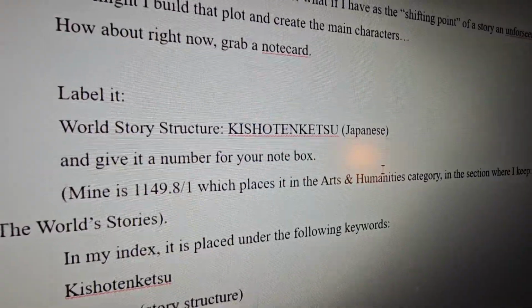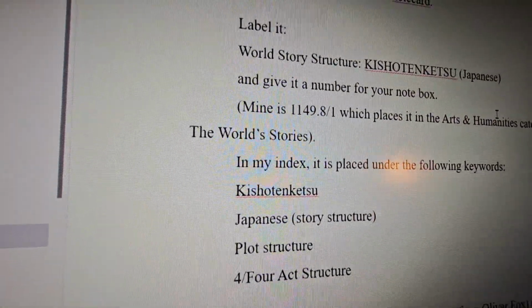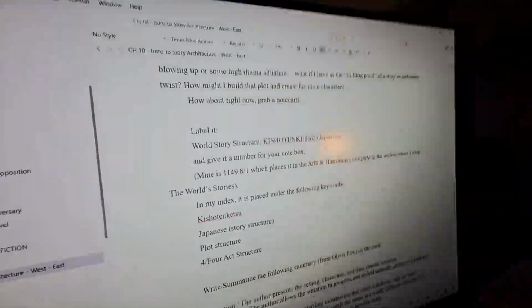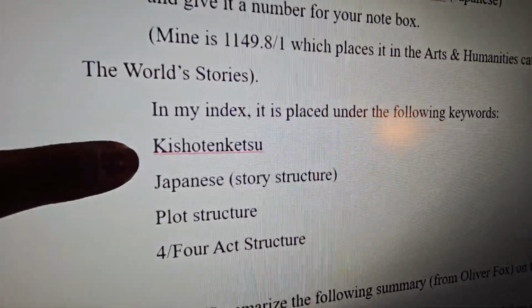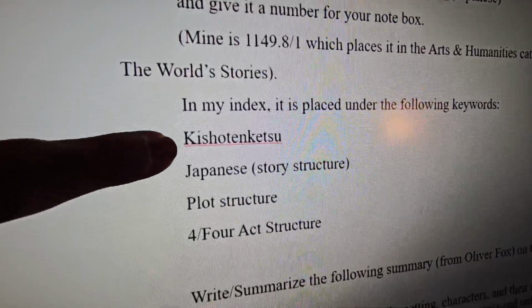So Kishotenketsu is a four-act structure, okay? So in my Zettelkasten, as I'm researching this, it goes obviously under the name of the story form, which is Kishotenketsu.